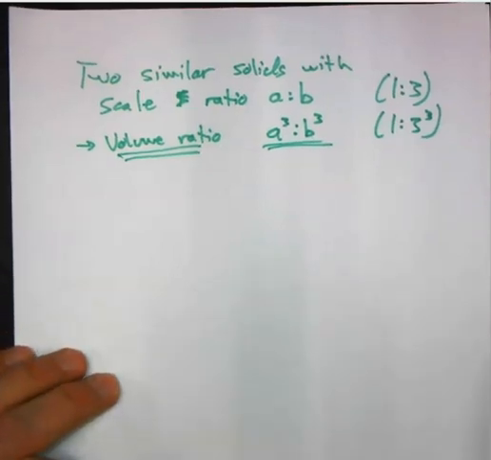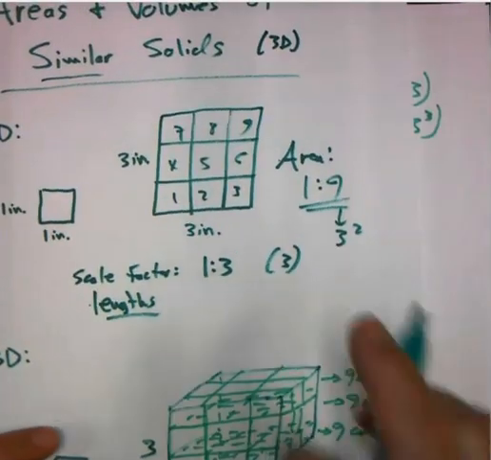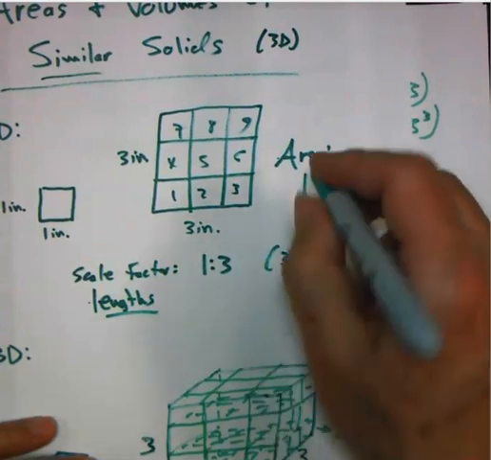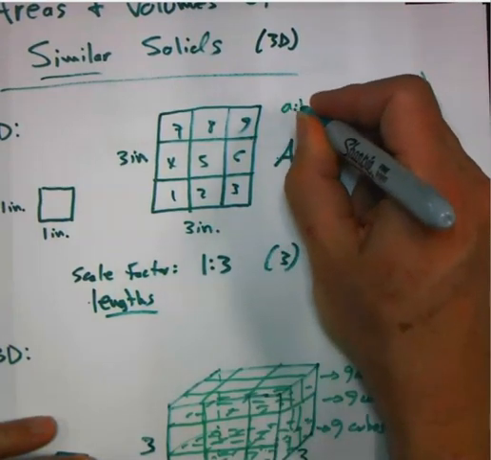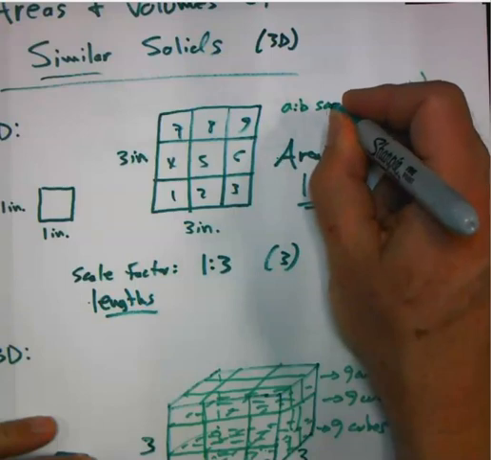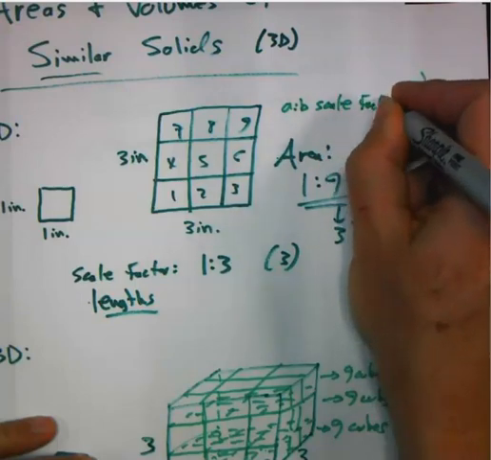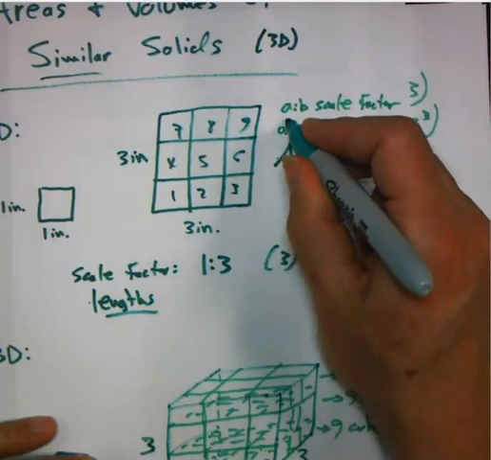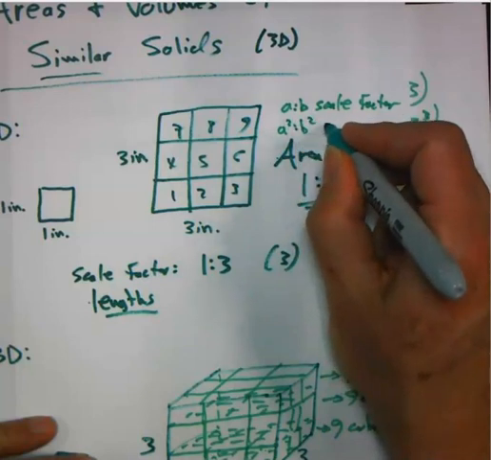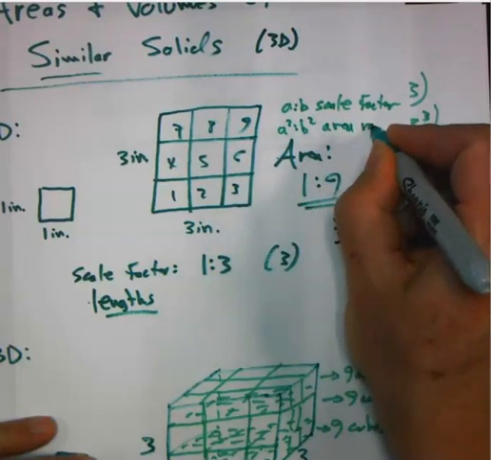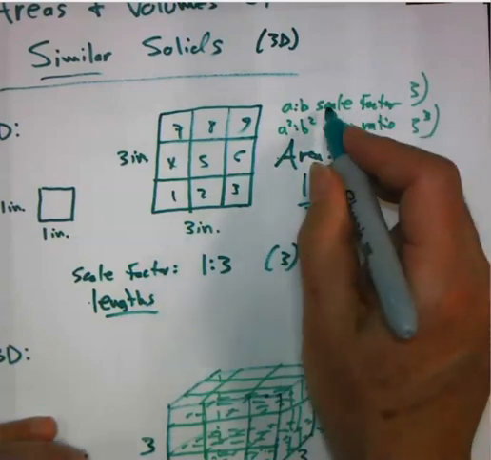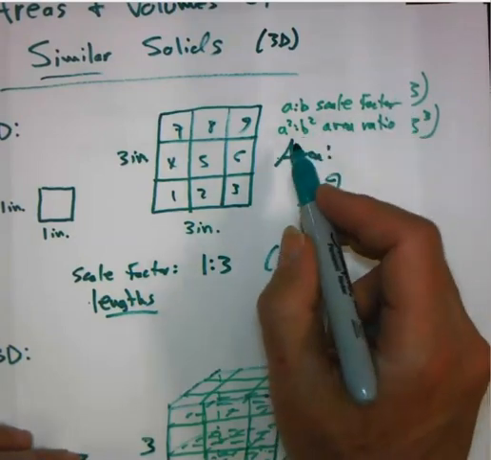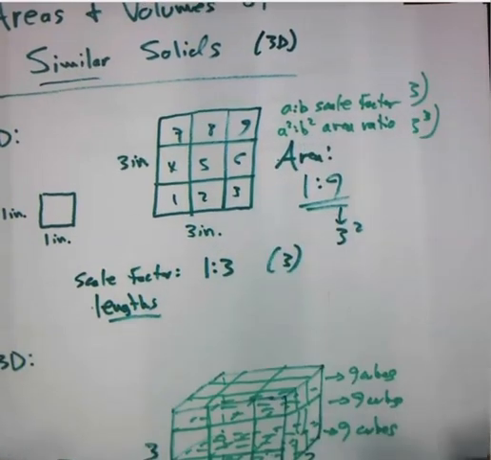That's exactly the 2D version of the area ratio: an A to B scale factor turns into an A squared to B squared area ratio. So remember, scale factor is just a synonym for length ratio, and then the area ratio is just going to be A squared to B squared.